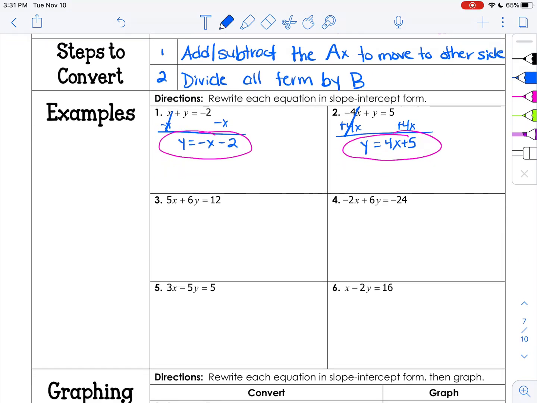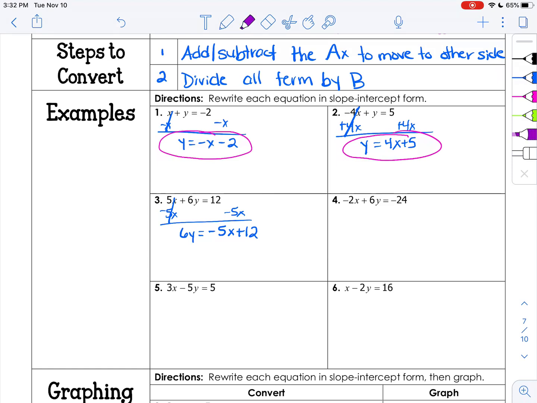Let's look at one more example of reviewing converting from standard to slope-intercept form. Number 3, we're going to start by moving our ax term to the left. So we're going to move 5x. In order to move that, we're going to do the opposite, and the opposite of 5x is to subtract 5x from both sides. 5x minus 5x is 0, so we can cancel that out. And on the left, we're only left with 6y equals, again, I can't subtract those two terms, 12 and negative 5x, so we bring it down. Negative 5x plus 12.